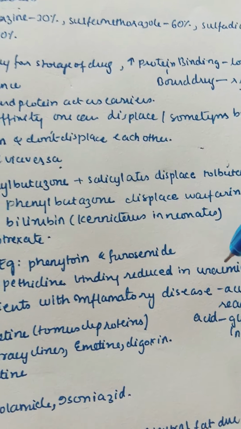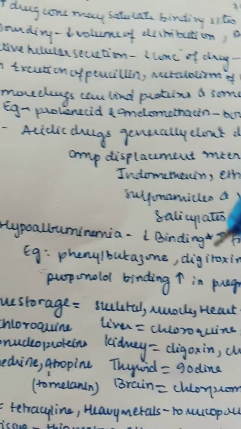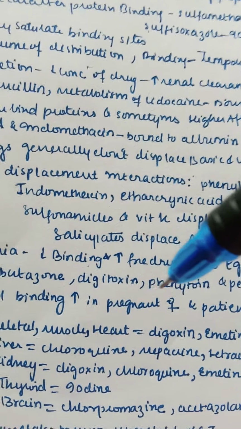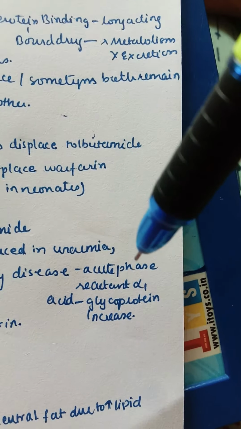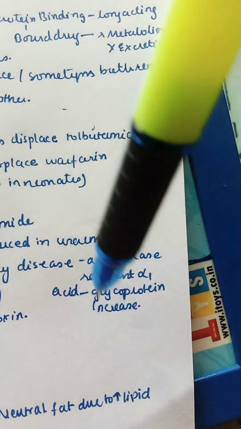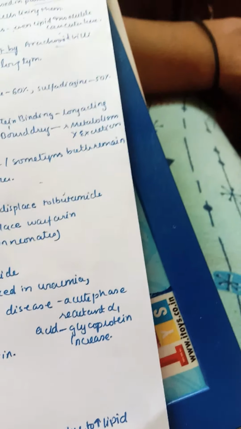Penicillin binding is reduced in uremia, and propranolol binding increases in pregnant females, and patients with inflammatory disease have an increased acute phase reactant, alpha-1 acid glycoprotein. Next, coming to tissue storage.